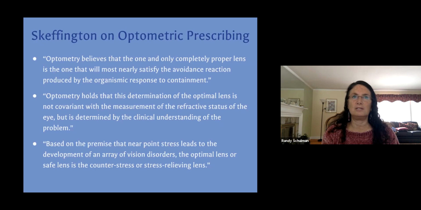And it's really determined by understanding the entire problem, like a clinical understanding of what our phorias are, what the vergence ranges are, what the refractive error is showing. And that's going to give you an indication of what's going on with that entire system. And what we want to do is catch it early and find the optimal lens that will relieve the stress or counter the stress on that individual.